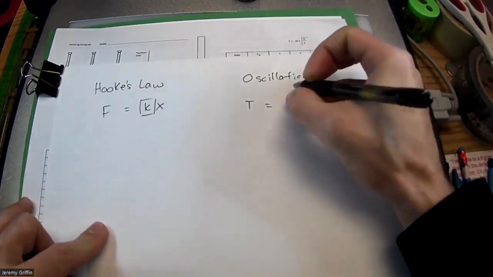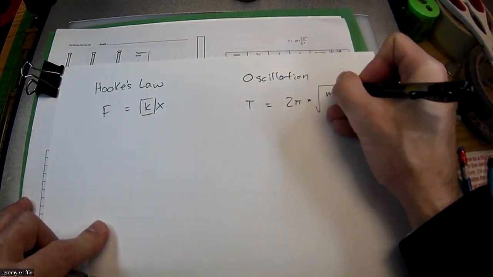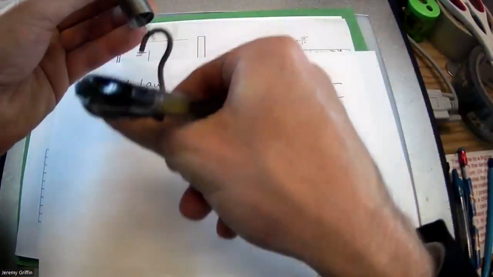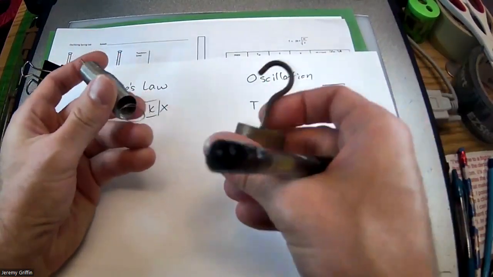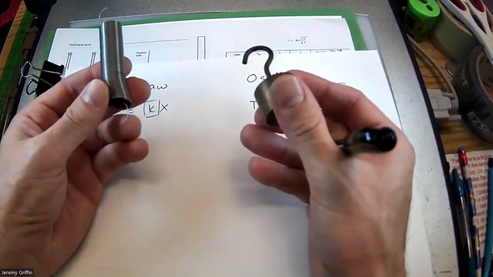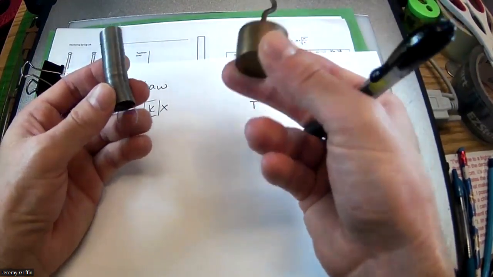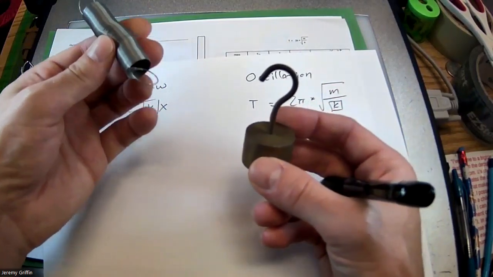Time period equals 2 pi times the square root of the mass divided by the spring constant, right? Where the mass is whatever I hang on it. One of those little details that's going to show up is that you're assuming, as a simplifying assumption, that whatever mass you're hanging on it is very large compared to the mass of the spring.